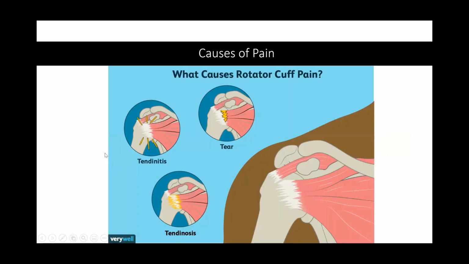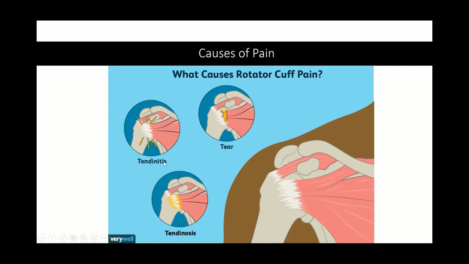Next, we want to look at the causes of pain. There are three typical, most common causes of rotator cuff pain, and that can either be in the form of a tear, tendinitis, or tendinosis. The tendinitis and the tendinosis can actually lead to a tear within the tendon itself, or we can have an actual tear within the muscle belly of each of those four muscles. So all three of these can be very painful and cause dysfunction within the shoulder.